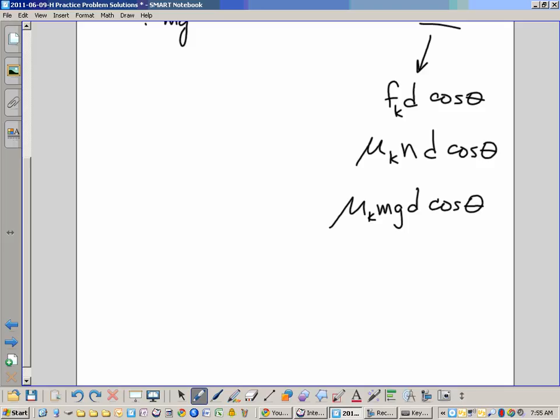All right, let's take a look at the angle between them. We know that the displacement is in this direction. We'll call that the positive direction. And we know that the friction is acting in this direction.